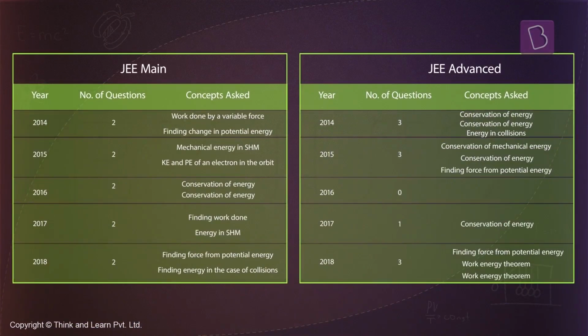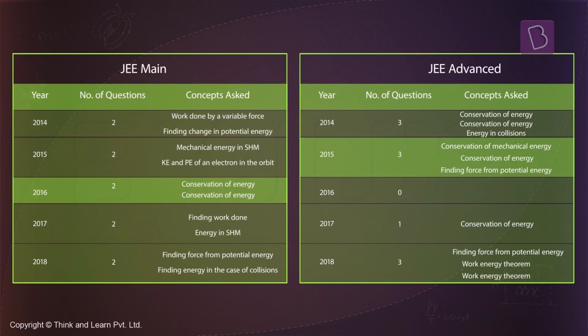Now, coming to the analysis of this particular chapter, if you look at the type of questions, on average you'll find that there are 2 questions in JEE Main and 2 questions in JEE Advanced every year. On average, this has been the trend for the last 5 years at least. And in terms of the type of questions, most of them have been coming from concepts like finding work, work energy theorem, finding force from potential energy, and conservation of energy. Right? In terms of importance, these topics are pretty important.